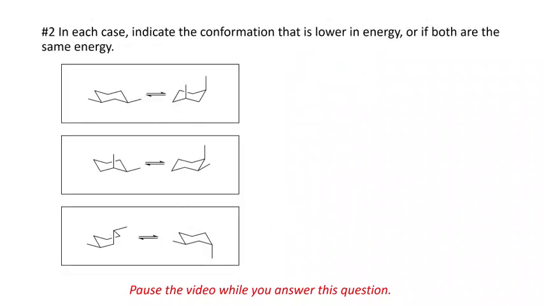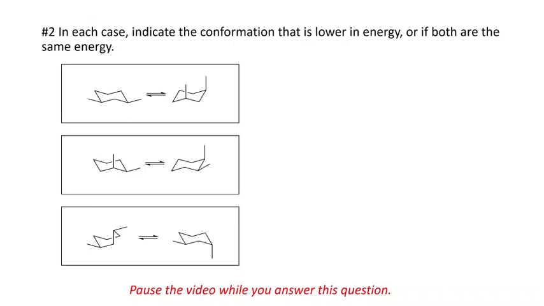Number 2, in each case, indicate the conformation that is lower in energy, or if both are the same energy. Pause the video. Think about this. Write a few notes. Come on back and let's see how you did. Okay, we're back.